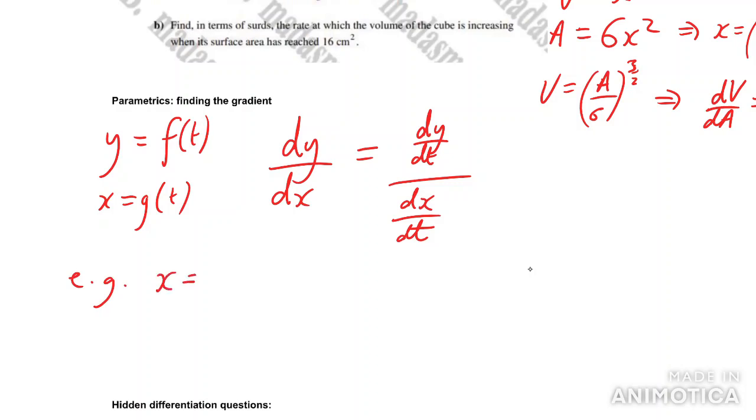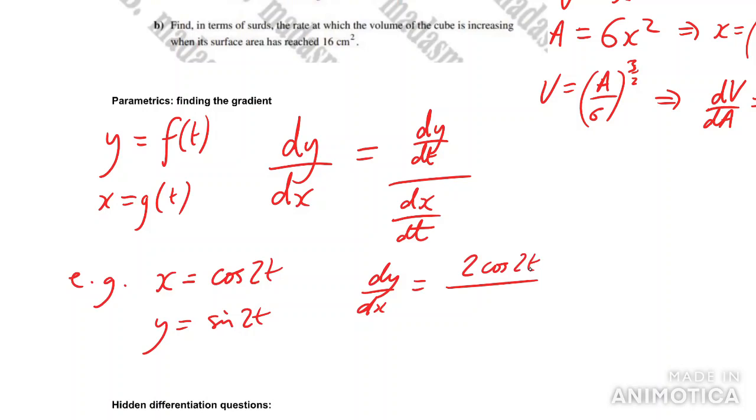I'm not going to do any proper examples here because it's very, very easy. But if x is cos 2t and y is sine 2t, then dy/dx will be dy/dt over dx/dt, which is going to be 2 cos 2t over minus 2 sine 2t. In other words, minus cos 2t over sine 2t. That's it. That's all there is for parametrics in terms of differentiation to find the gradient at a certain point.